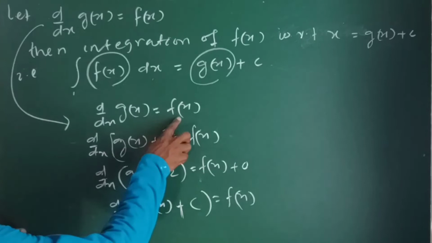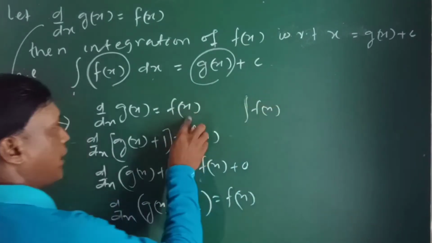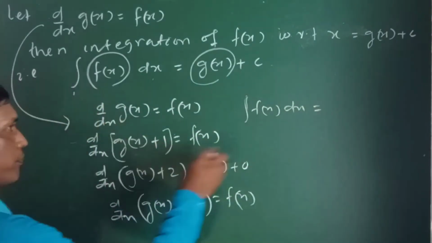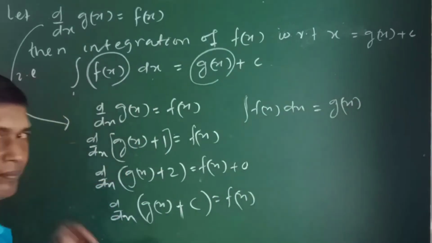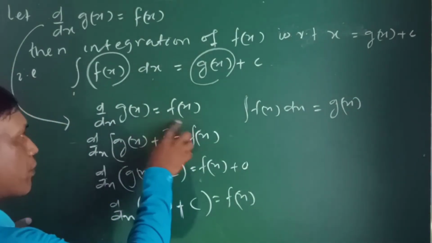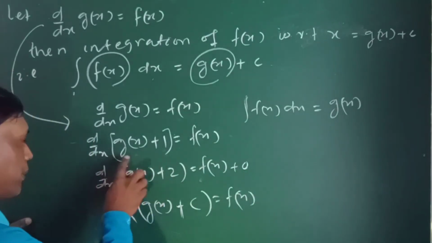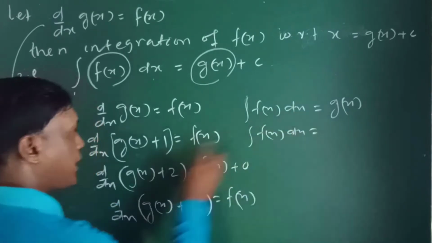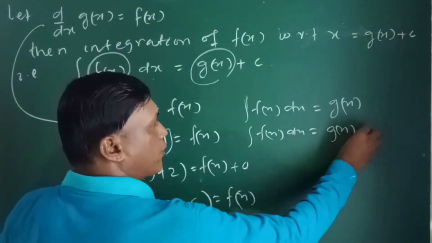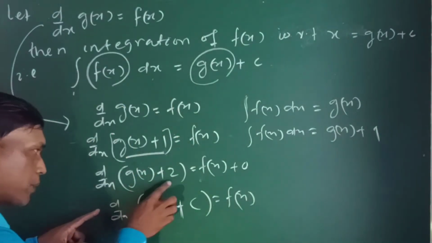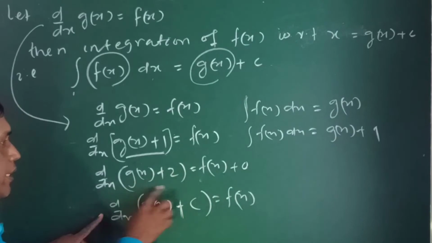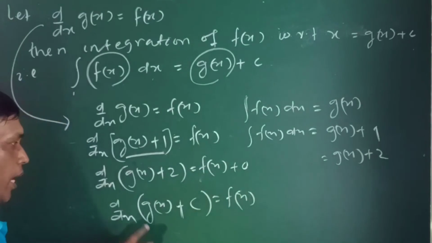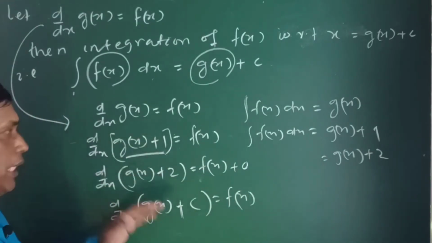So look at here, integration of f of x. If derivative of g of x is f of x, then the integration of f of x with respect to x is equal to g of x. Derivative of g of x is f of x, so integration of f of x is g of x. Now here derivative of g of x plus 1 is f of x, so integration of f of x is g of x plus 1. Here derivative of g of x plus 2 is f of x, so integration of f of x is g of x plus 2.